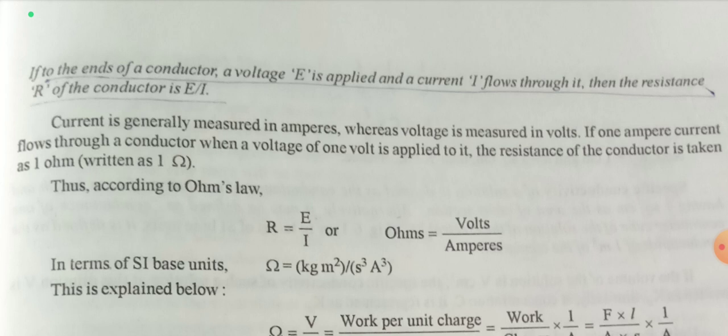Current is generally measured in amperes, whereas voltage is measured in volts. If 1 ampere of current flows through a conductor when a voltage of 1 volt is applied to it, the resistance of the conductor is taken as 1 ohm. Thus, according to Ohm's law, R equals E by I, or ohms equals volts by ampere. In terms of SI base units, this is explained below.